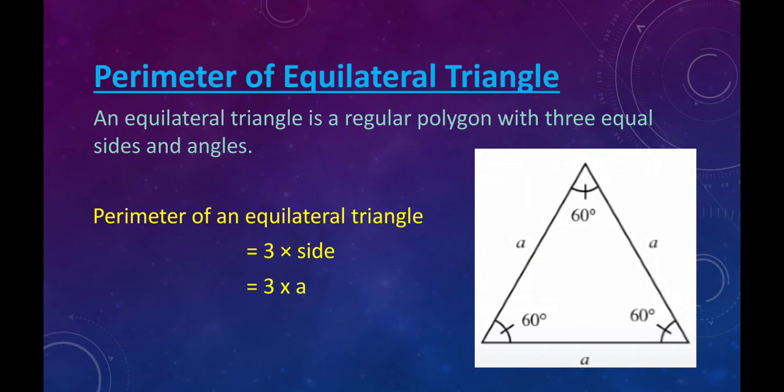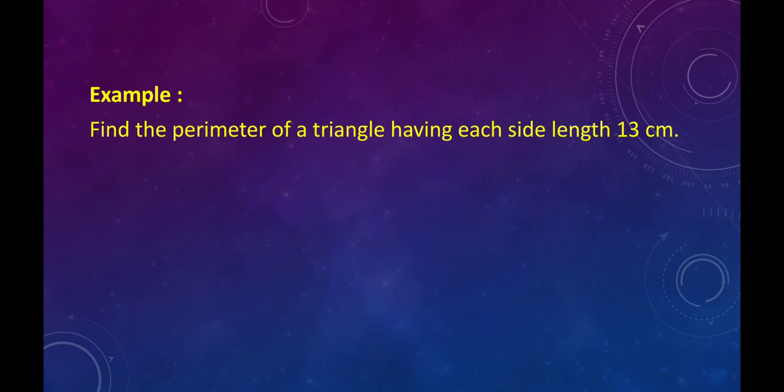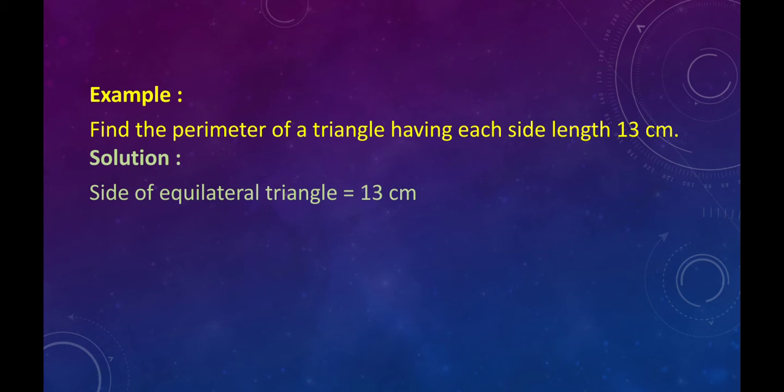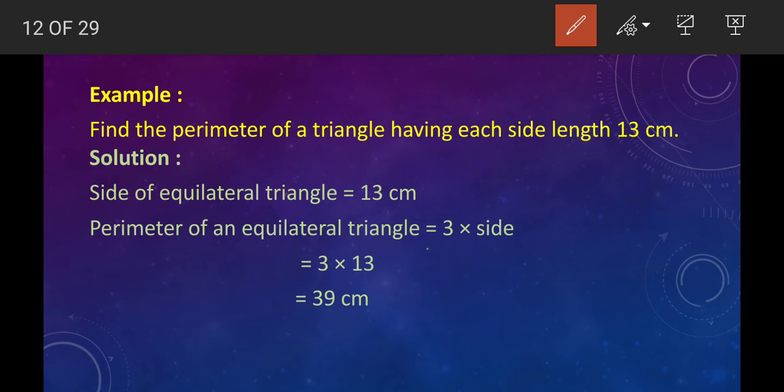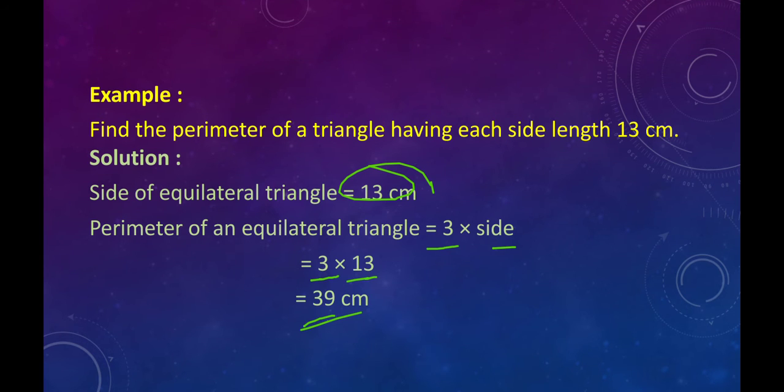Now come to a question related to this. Find the perimeter of a triangle having each side length as 13 centimeters. Come to the solution. We are given the side. Side of the equilateral triangle is 13 and we have to find the perimeter. So perimeter equals 3 multiplied by side, here the side is 13, 3 multiplied by 13, 3 thirteens are 39.